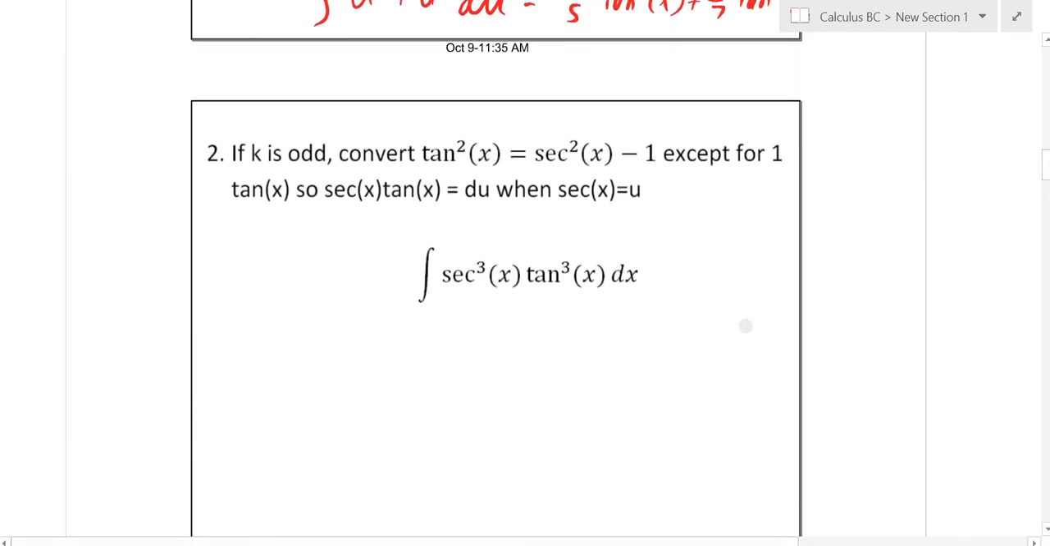Let's go back. Check this out. If we have an odd number of tangents, switch those over to secants except for one, because then we could have a secant tangent as the du. So we either need an even number of secants or an odd number of tangents. If we don't have either, then we're going to talk about those special cases. That will happen. But in this case, I'm going to switch the tangents over and leave just one.